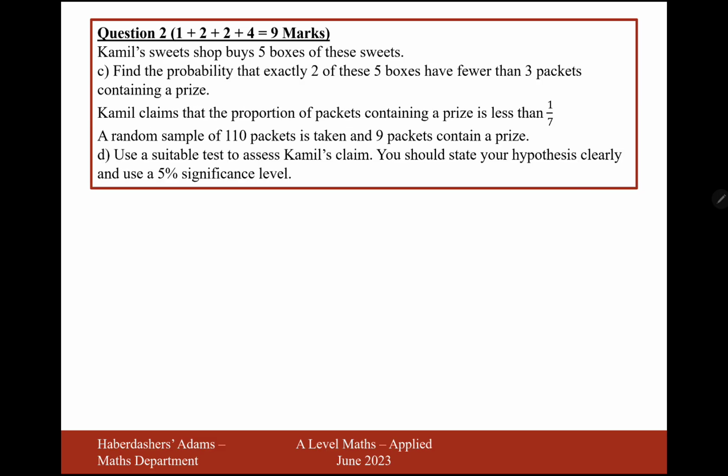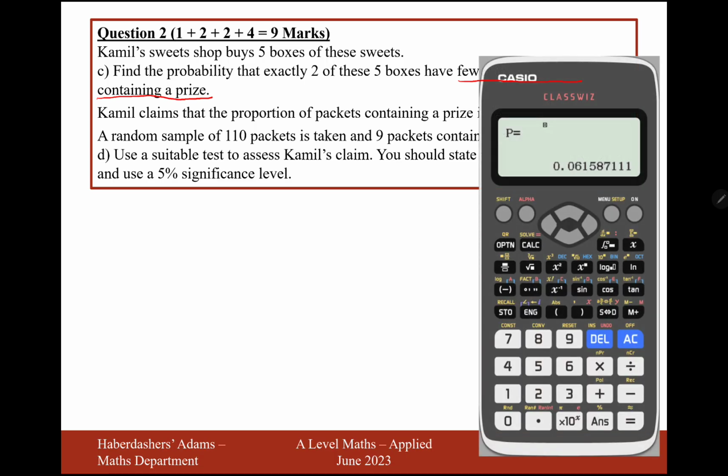Excellent. So Camille's sweet shop buys 5 boxes of these sweets. Find the probability that exactly 2 of these boxes have fewer than 3 packets containing a prize. So this second part of the sentence here was the probability that we already found in the previous question. That was the 0.061587111 probability. And now we need to do a new binomial distribution where we're picking exactly 2 of these types of boxes out of 5.